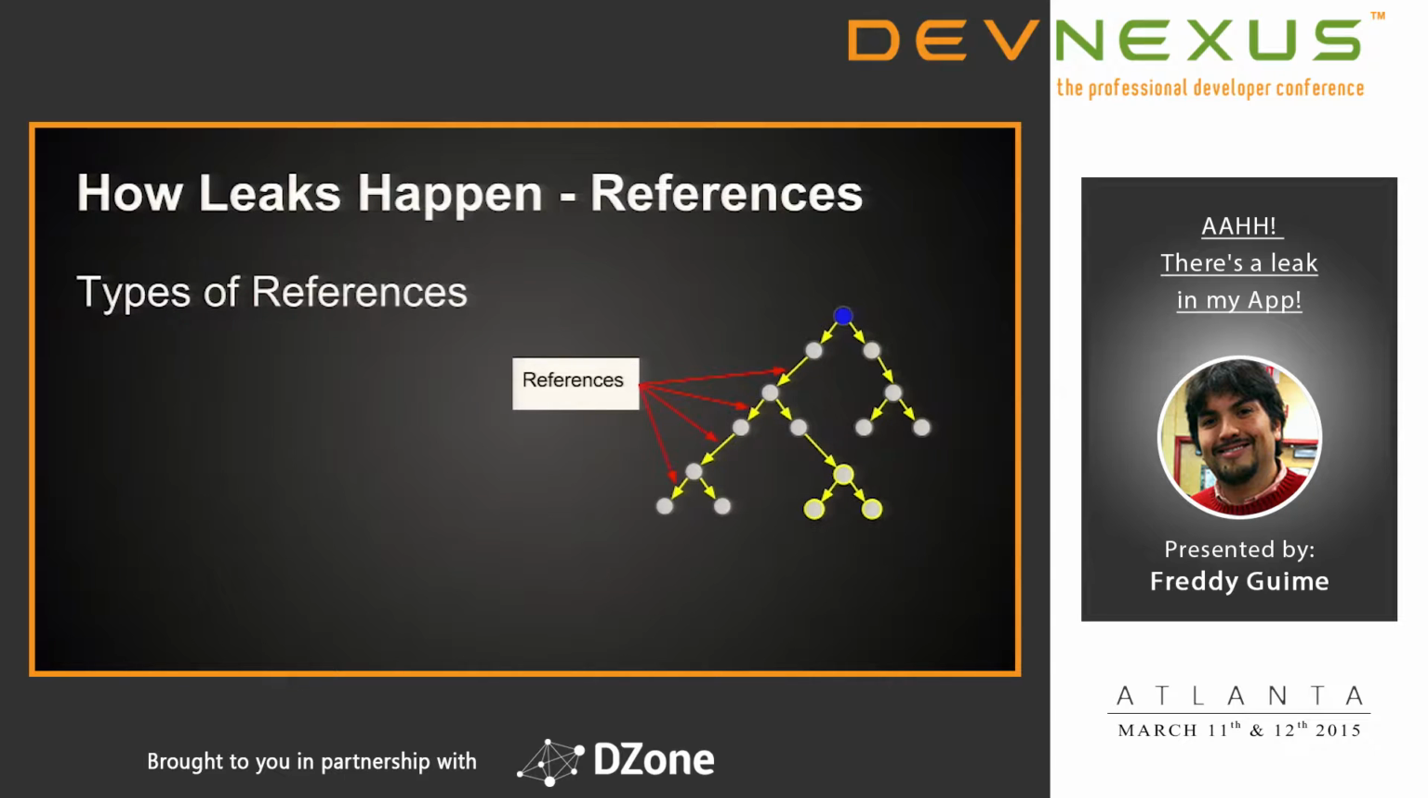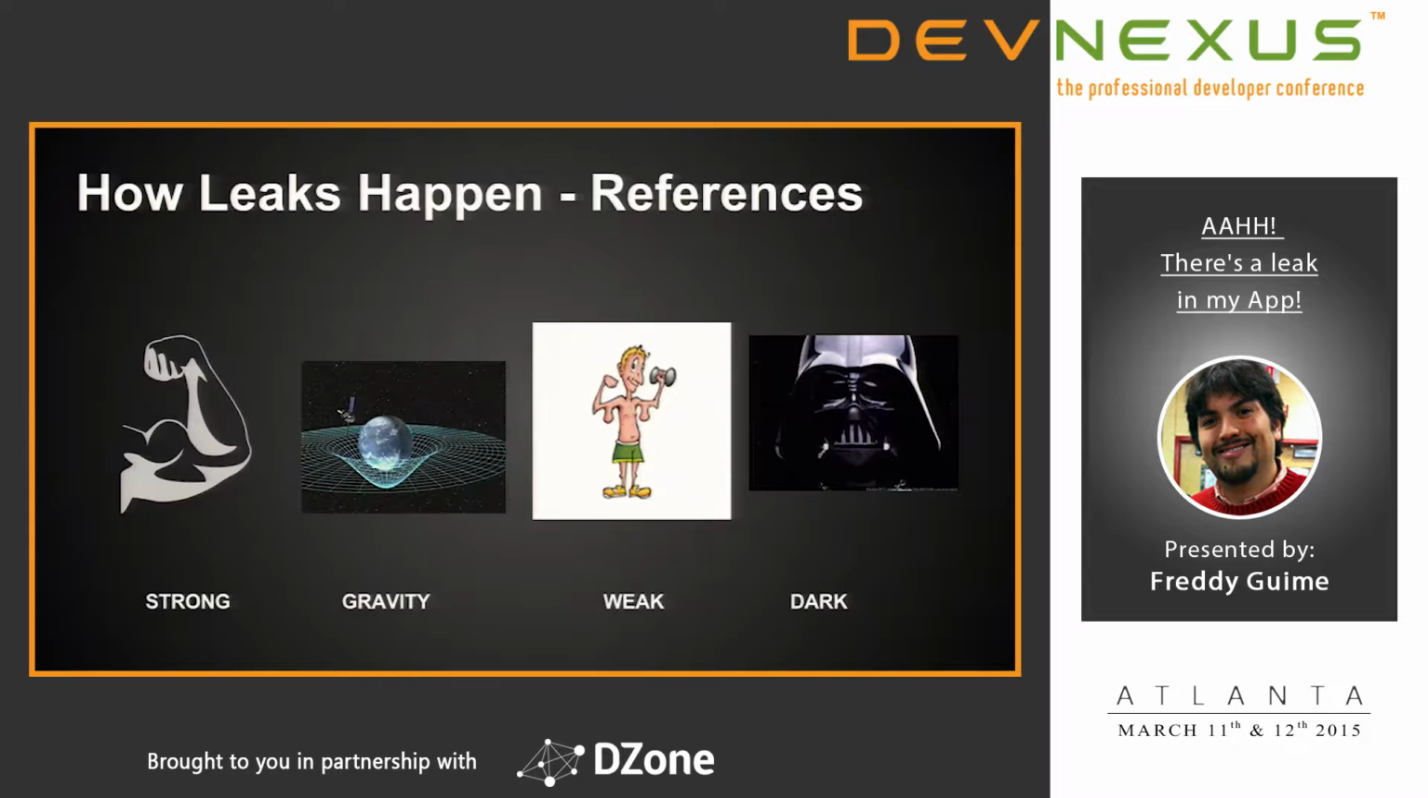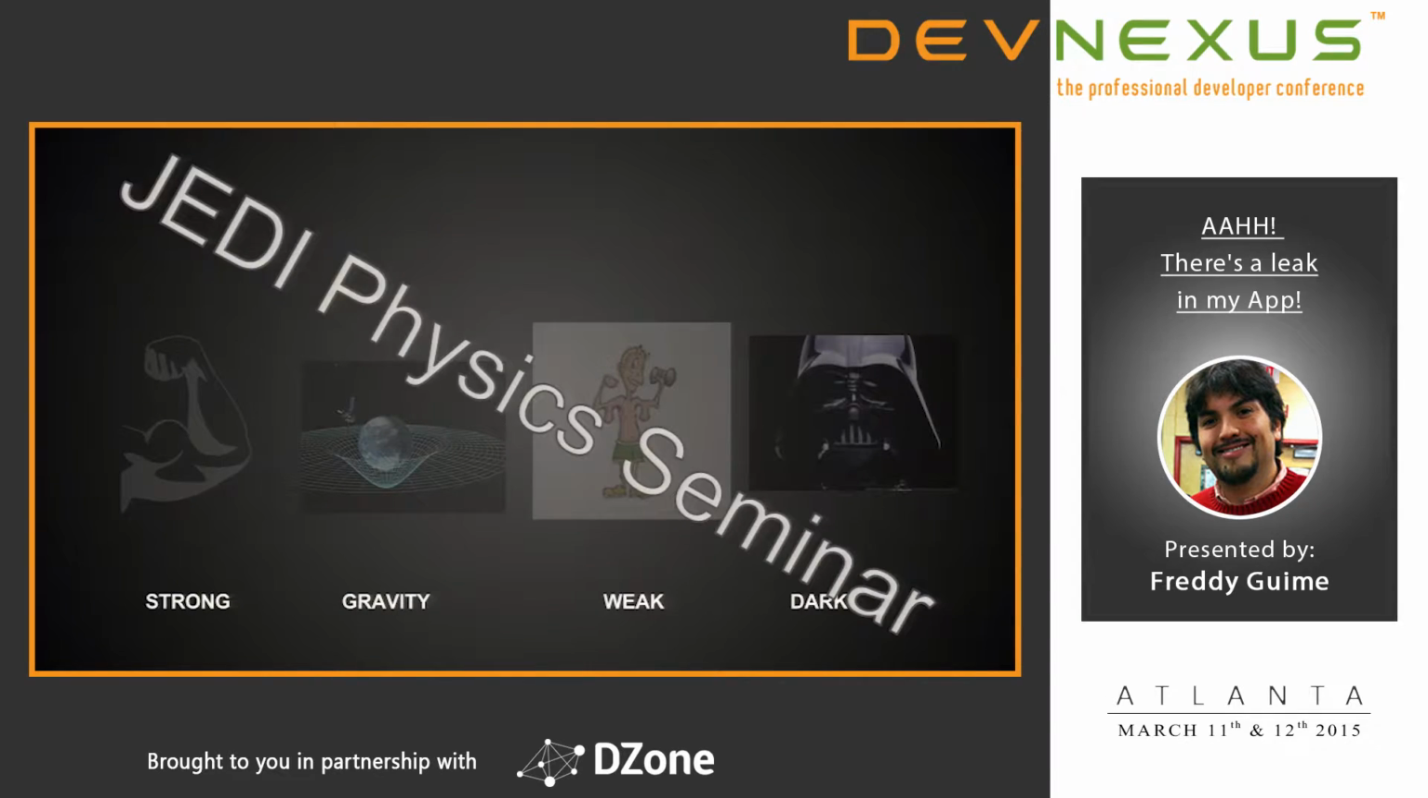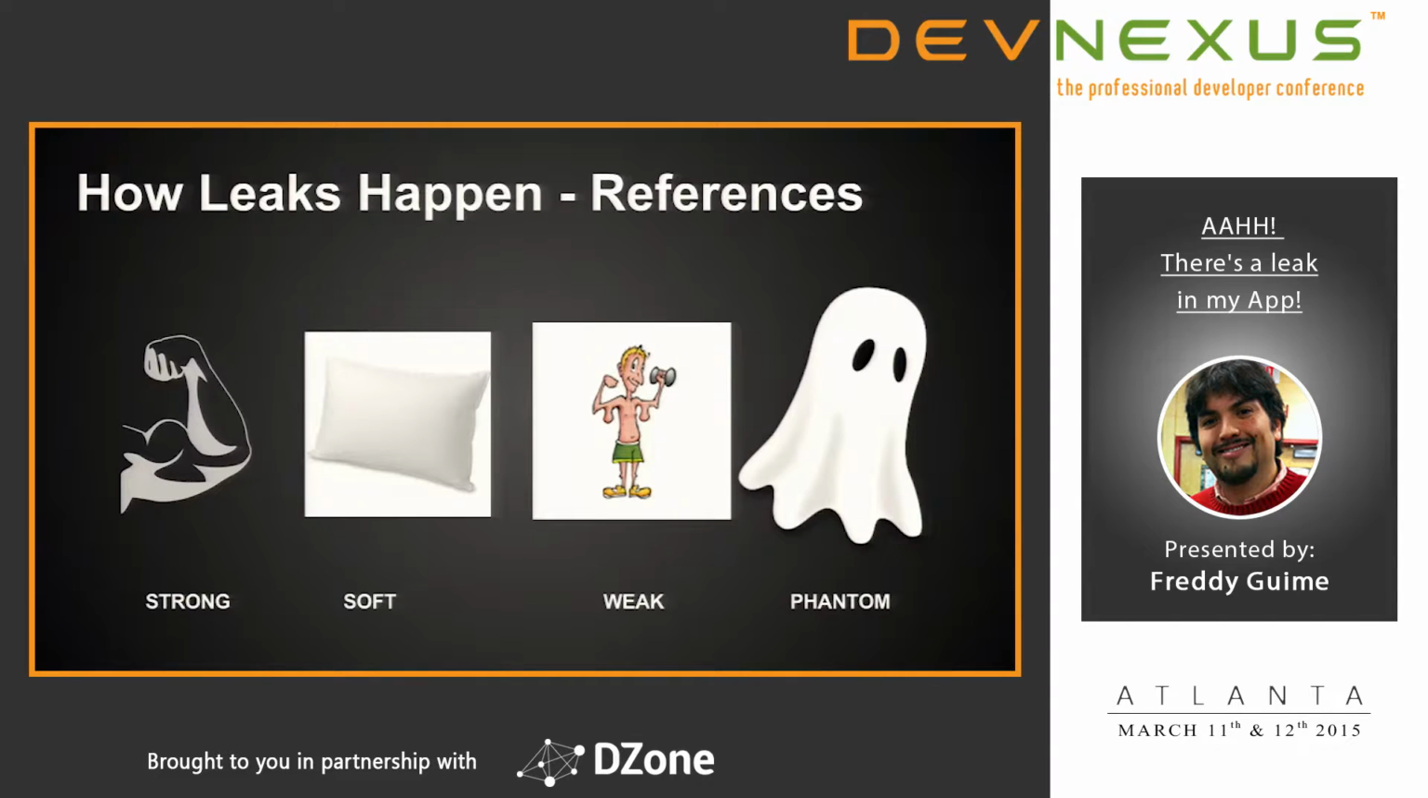So once we discover what the GC roots are, we're going to talk about those little arrows that connect to the GC root. And these are called references. There are 4 types of reference: strong, gravity, weak, and dark. Uh-oh, that's my Jedi physics slide. It's so great. Strong reference, gravity. But no, in reality, there is strong, soft, weak, and phantom. Those are the 4 types of reference that a garbage collector has to deal with.